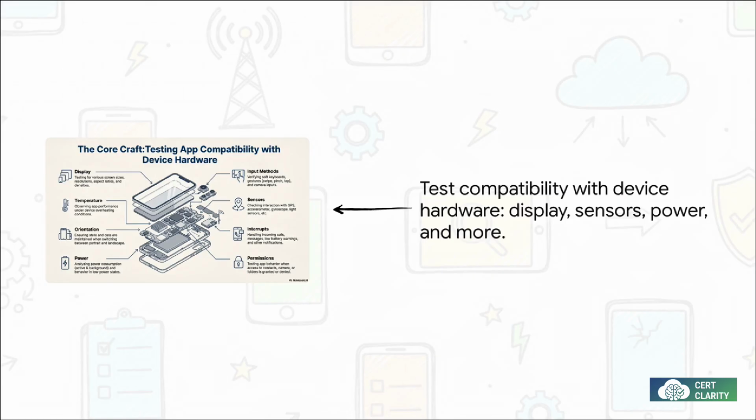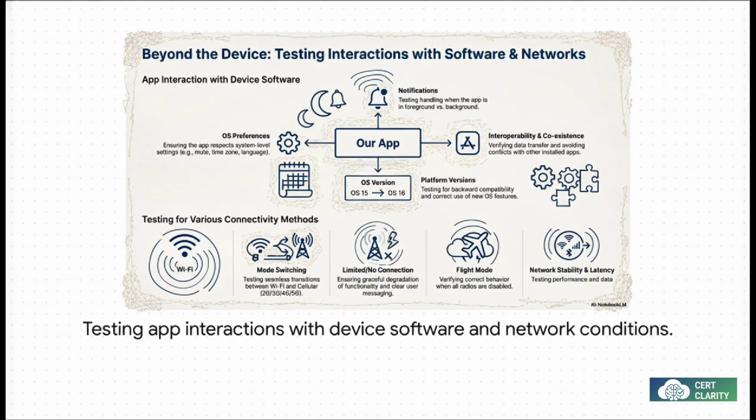The syllabus requires you to design tests that verify the correct behavior for all these hardware interactions, including things like interrupts and permissions. Now, beyond the hardware, you have to test the app's interaction with its software and network environment. You'll need to verify that it respects the phone's OS-level preferences and that it can coexist with other installed apps without causing any conflicts. And a huge area here is connectivity testing.